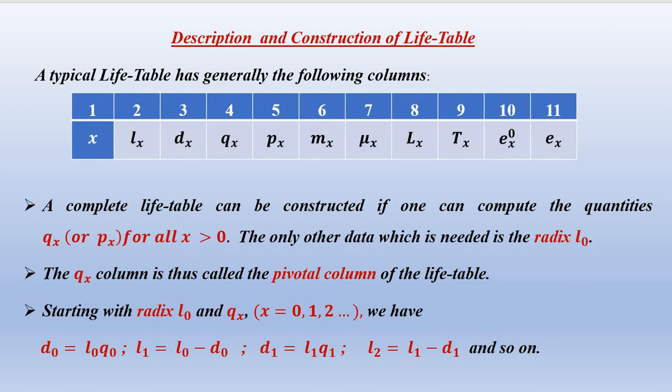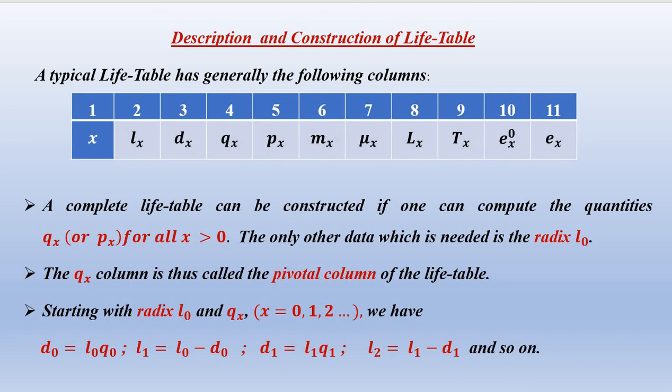Now the description and construction of a life table. A life table has generally the following columns: x, lx, dx, qx, px, mx, mux, capital Lx, capital Tx, ex naught, etc. A complete life table can be constructed if one can compute the quantities qx or px for all x greater than 0. The only other data which is needed is the radix l0. The qx column is thus called the pivotal column of the life table.